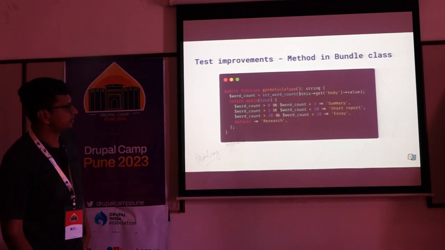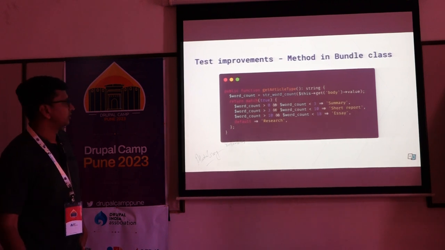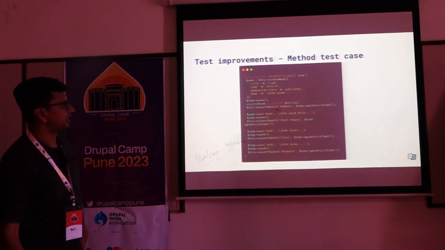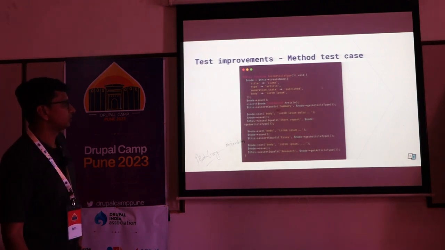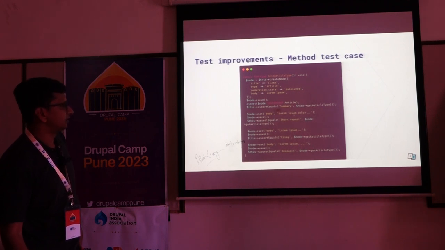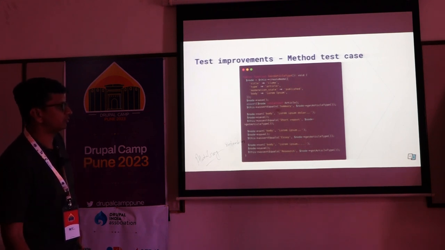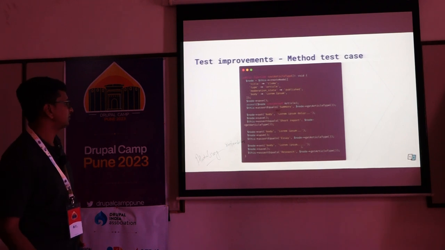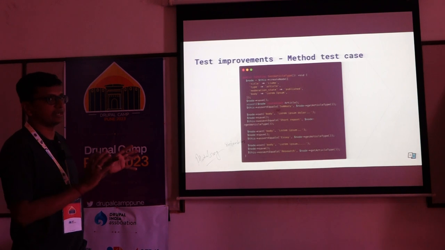So this is the simple implementation that we have. Now we want to test it. This is the simple test case that we have. What you can do is simply get a node, pull the body directly, and validate it: the number of words, validate the type, and so on. So this is how you can use it in a test case.